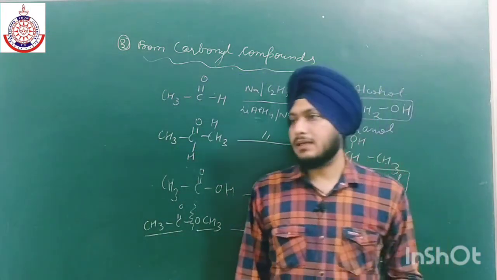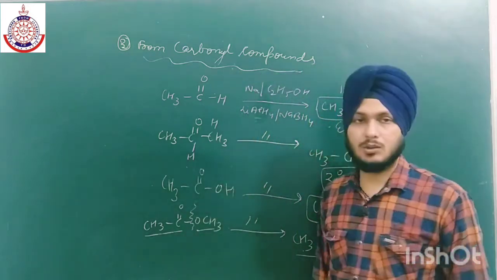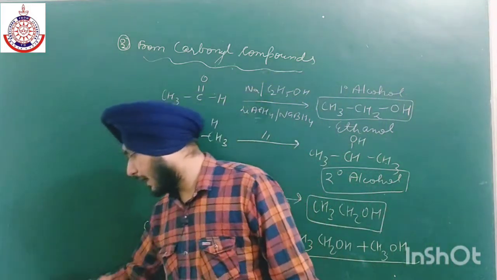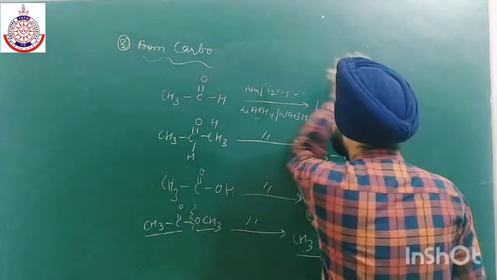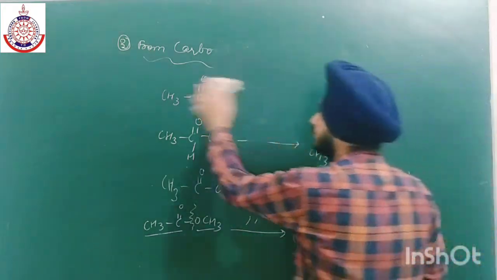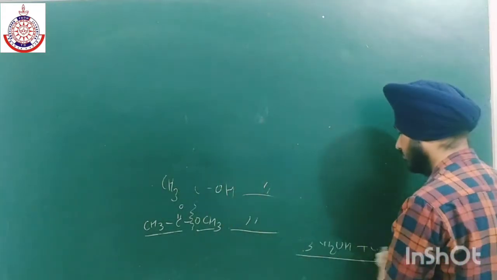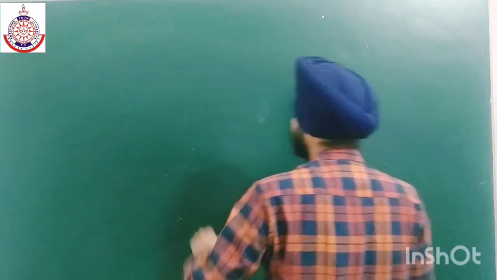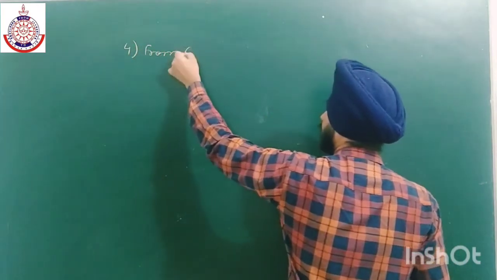And the next method is from Grignard reagent. There we will get a 3 degree alcohol. The fourth method is from Grignard reagent.